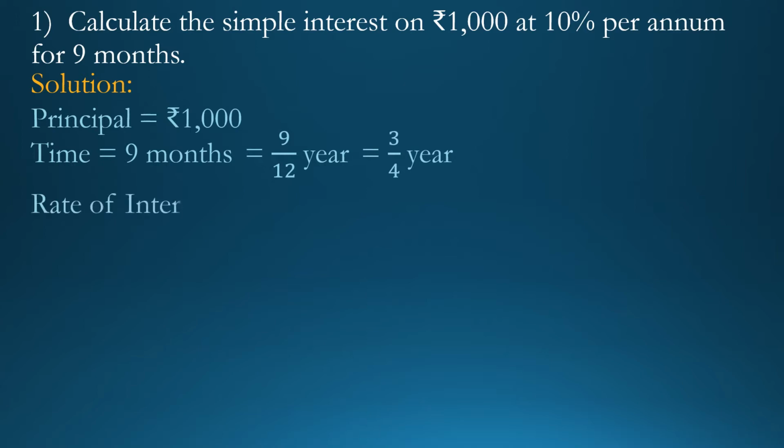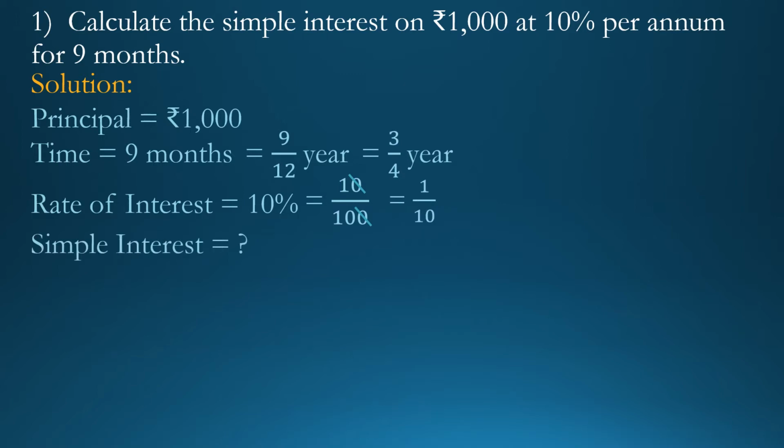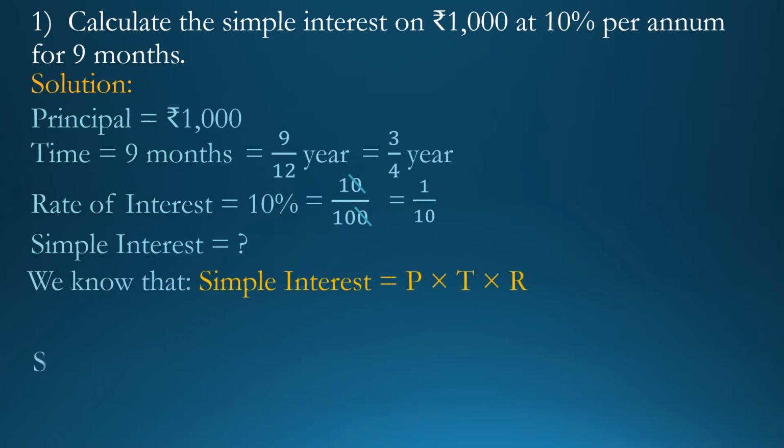And rate of interest is equal to 10%. If we write it as fraction form, that is 10 upon 100. Now simplify. Cut 0 by 0. We get 1 upon 10. And simple interest we have to find out. We know that simple interest is equal to principal multiplied by time multiplied by rate of interest.